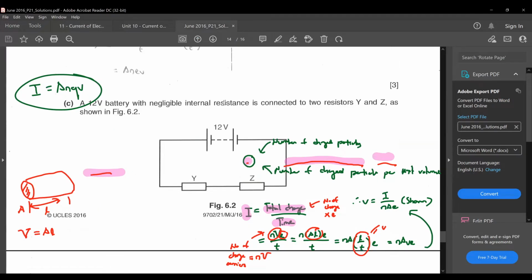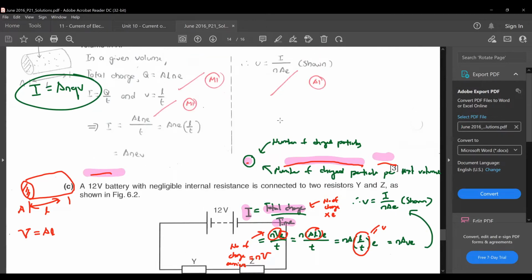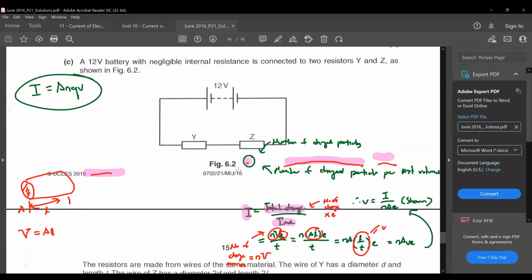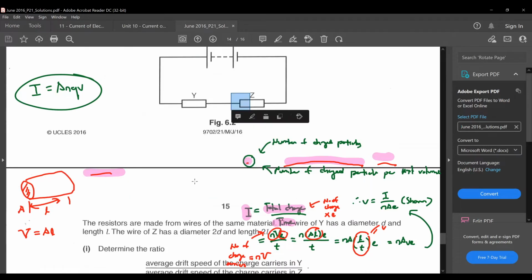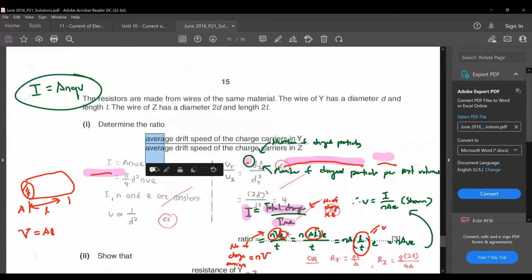So now you have a 12 volts battery with negligible internal resistance that is connected to two resistors Y and Z as shown. You have two resistors connected like this. The resistors are made from wires of the same material. The wire Y has diameter D and length L. The wire Z has diameter 2D and length 2L. Find the ratio of the average drift speed of the charge carriers in Y and Z.